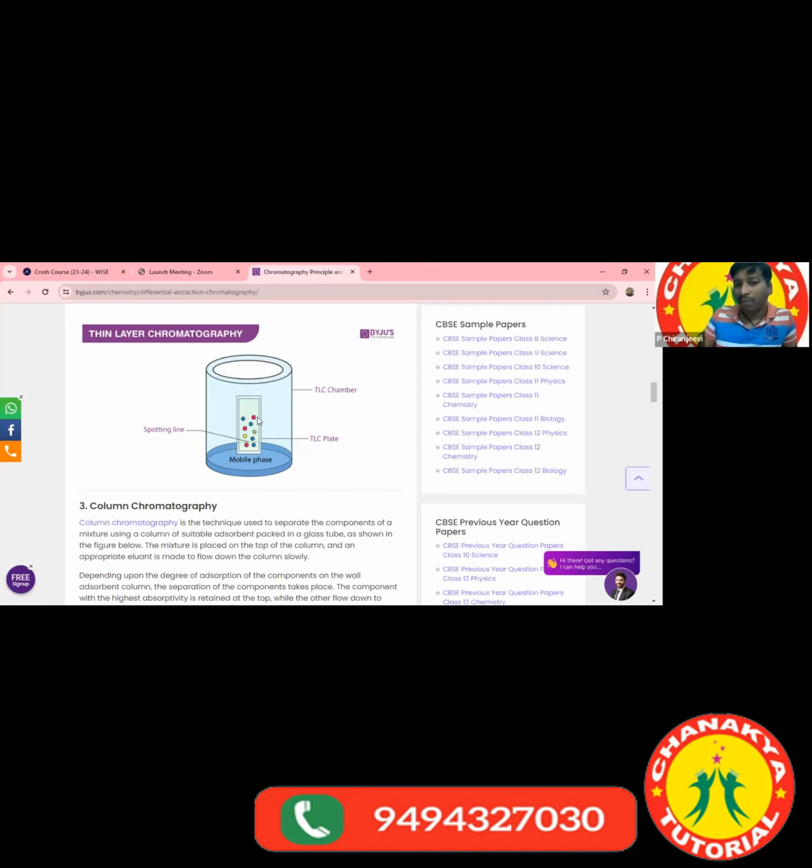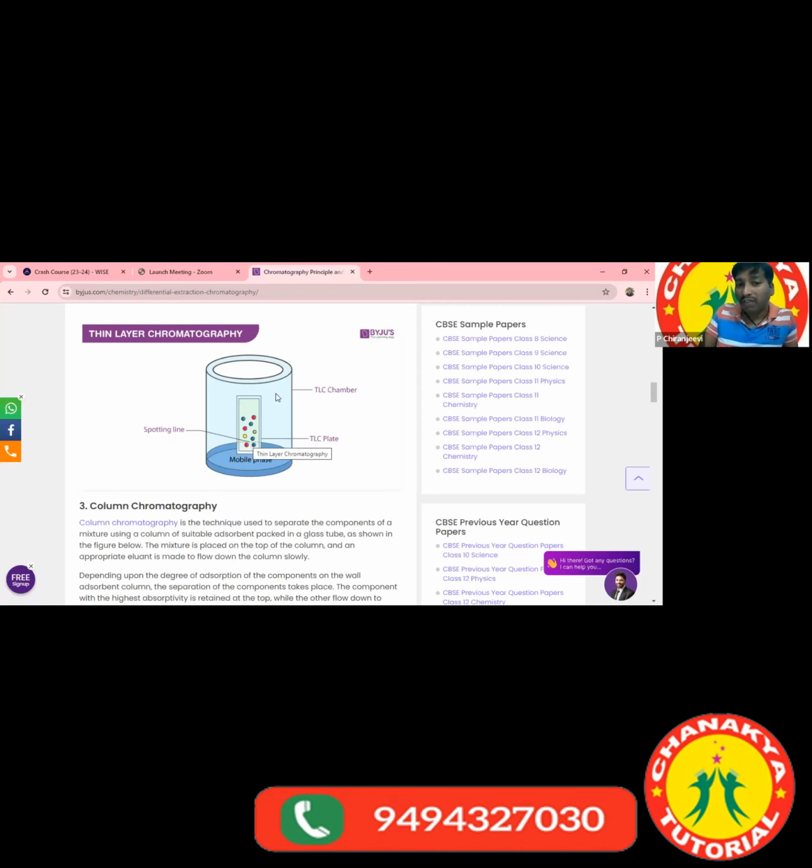After pasting the silica gel or alumina, from the bottom onwards up to 5 centimeters length, we are drawing some baseline. After drawing the baseline, at the center, we are going to inject the capillary juice.